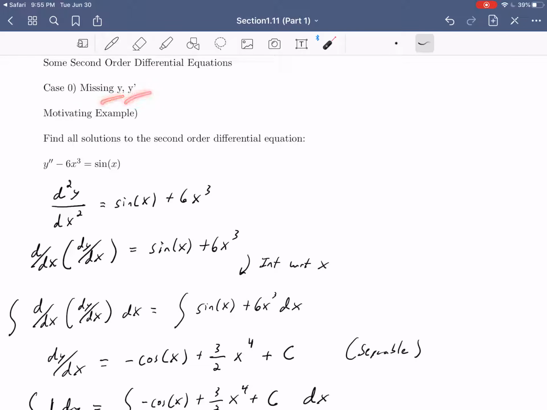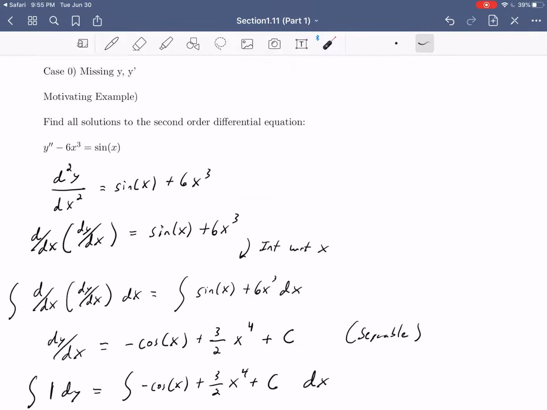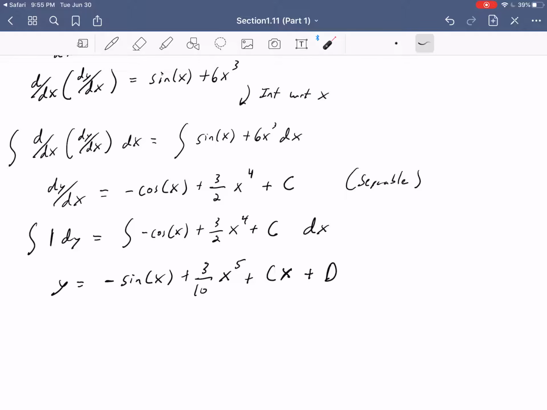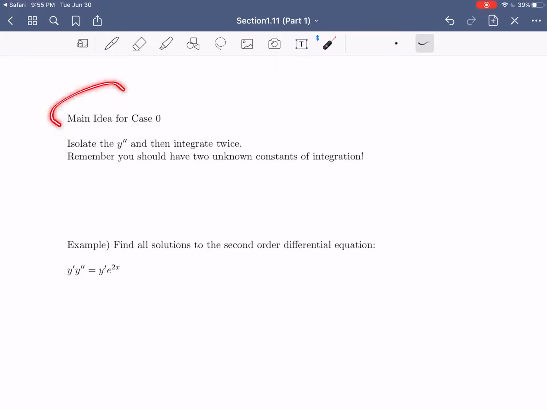So this tells us sort of a general approach for how to deal with this case 0. If you're missing your y and your y prime, what you can do is you can simply isolate that second derivative and then integrate with respect to x twice. So let's summarize that and take a look at one more quick example and then move on to the more interesting cases. So the main idea for case 0 is you should isolate the y double prime and then just simply integrate twice. And since you're going to integrate twice, remember, you're going to have two unknown constants of integration. So not much to really say about case 0. It is going to be the simplest of the three cases we're going to talk about, but there we go.